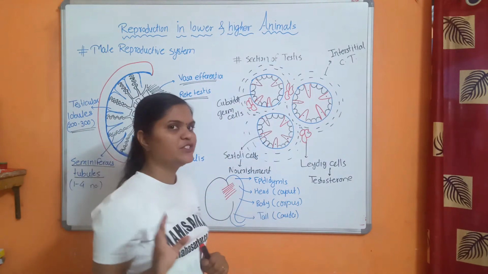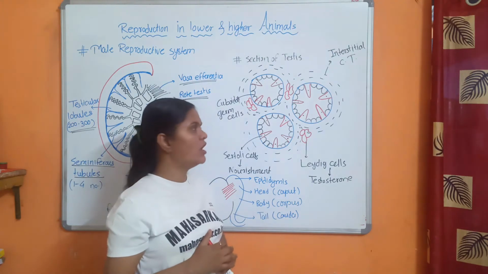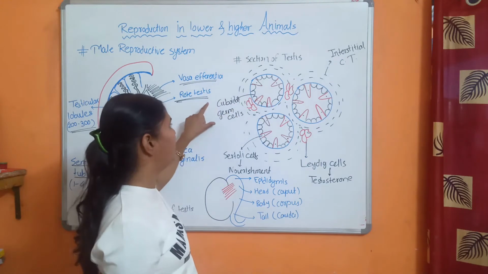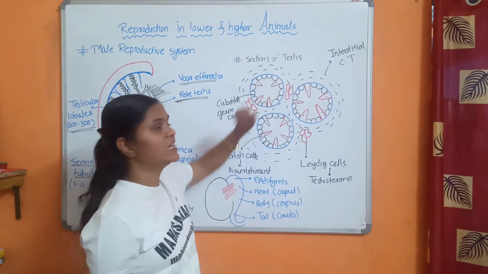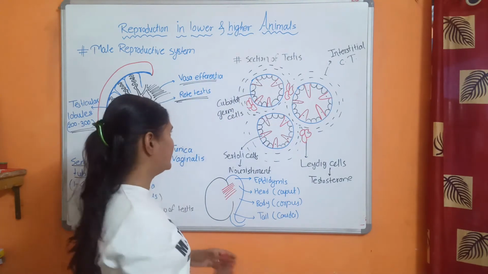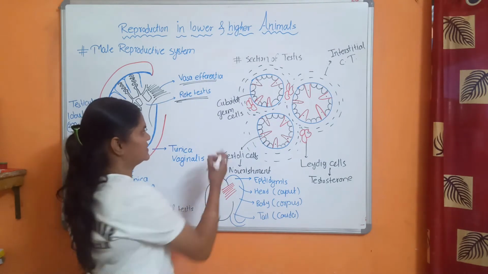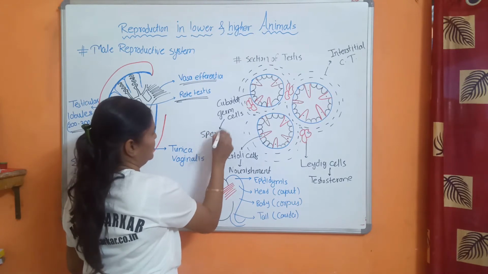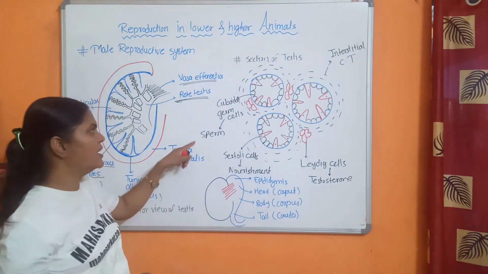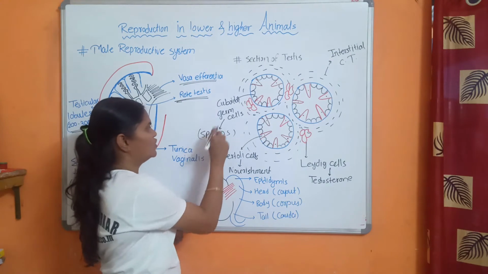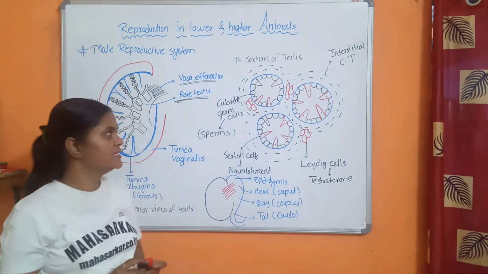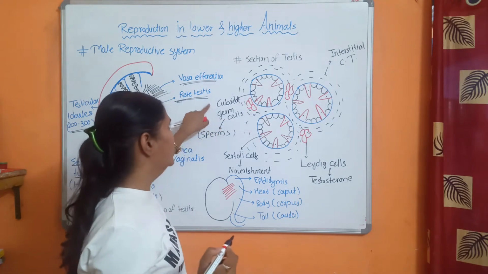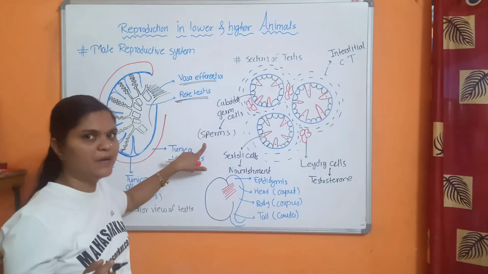The seminiferous tubules have two types of cells. Actually, these small cuboidal germinal cells are present, and these cuboidal germinal cells produce sperm cells. From germ cells, sperms are produced. It shows the process of spermatogenesis. What is the function of cuboidal germ cells? It is for the synthesis of sperm cells.